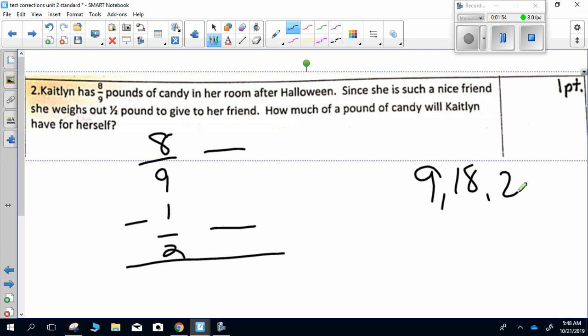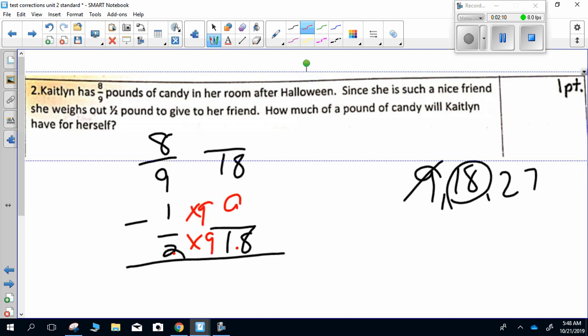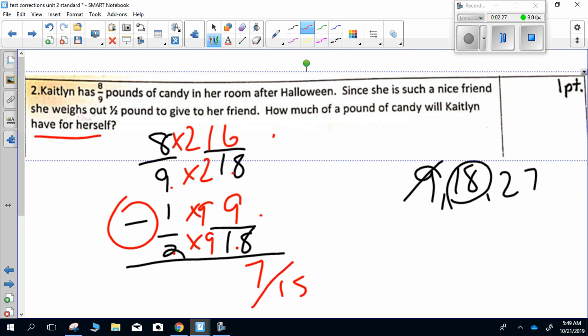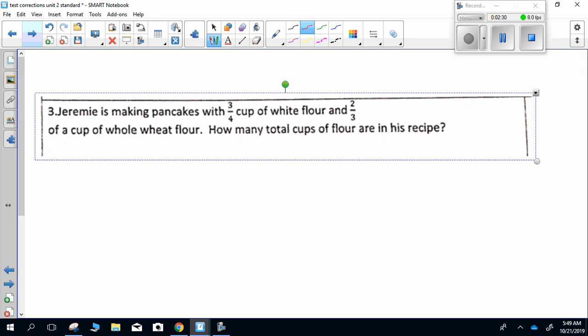9, 18, 27. Since 2 will not divide into 9, but 2 will divide into 18, 18 is my common denominator. So now when I look here, I say 2 times what is 18? Well, that's times 9. And then I multiply my numerator times 9, I get 9. 9 times what is 18? Well, that's 2. And then I multiply my numerator by 2, and that gives me 16. I will be subtracting because it's asking how much of the candy she will have left over. So 16 minus 9 is 7 eighteenths. Caitlin will have 7/18 of a pound of candy.